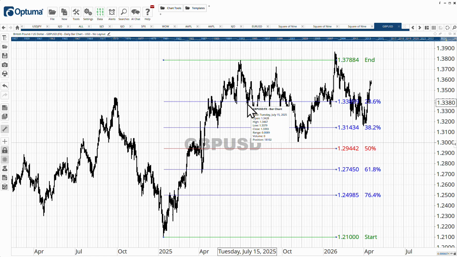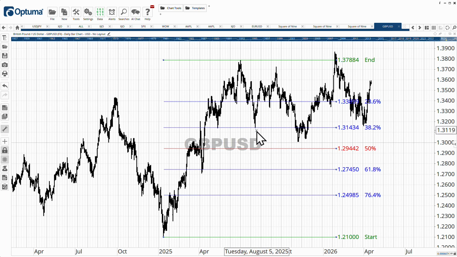it sat on the 23.6% level, did a quick counter trend for 3 to 4 days. And when the market comes back and breaks below that, if it breaks below that level, that's a warning to me that this market's got further to decline, or that the pound's going to weaken a little bit further.